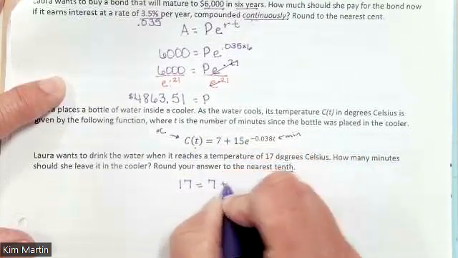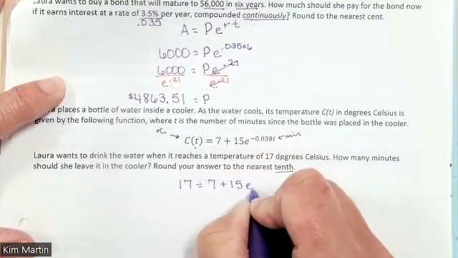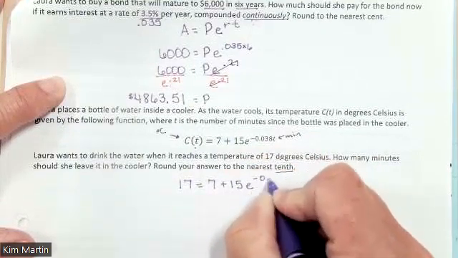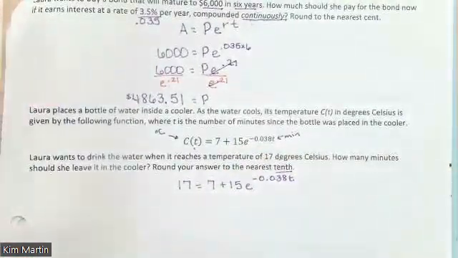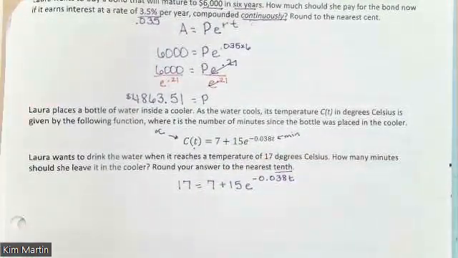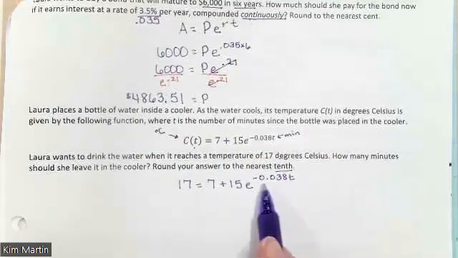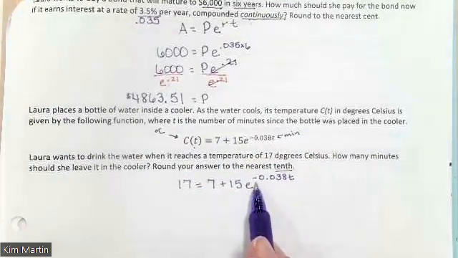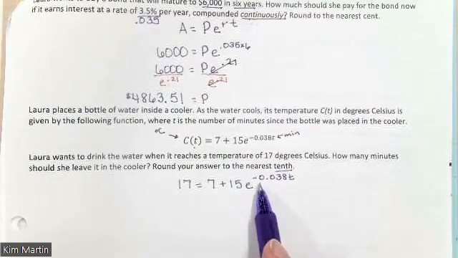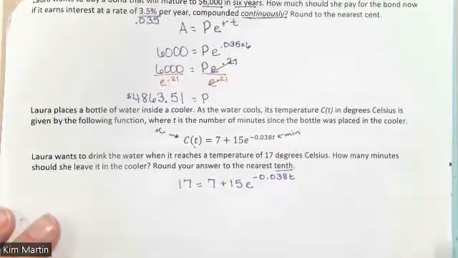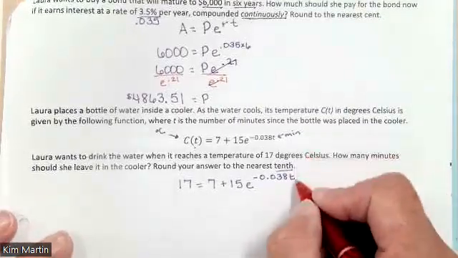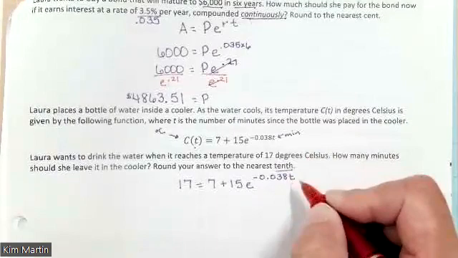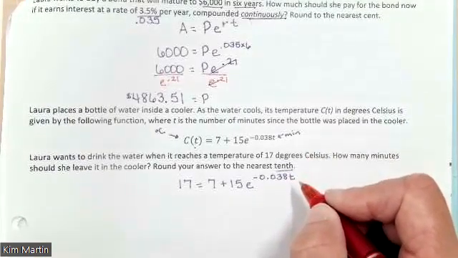C(t) equals 7 plus 15 e to the negative 0.038t. I know that this is getting cooler. It starts at room temperature maybe, and it's getting colder. I know that because my exponent is negative. If it was positive, it'd be getting hotter. So now here's the problem: our missing variable is in the exponent.